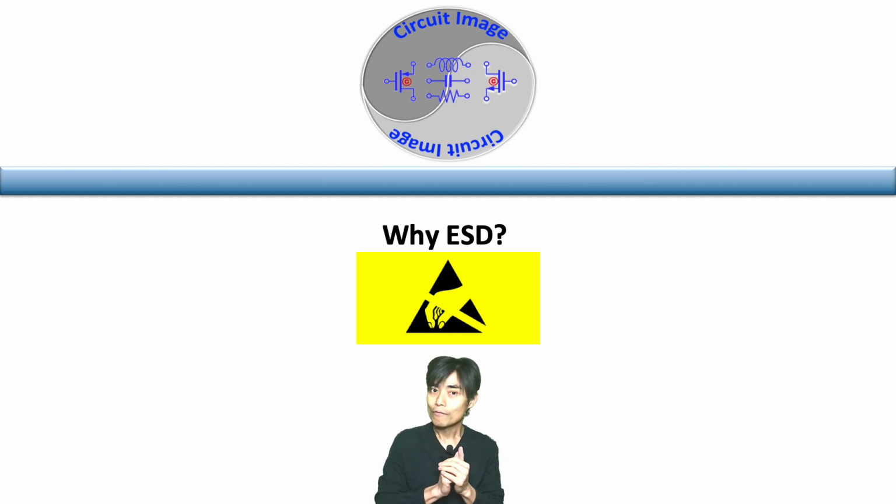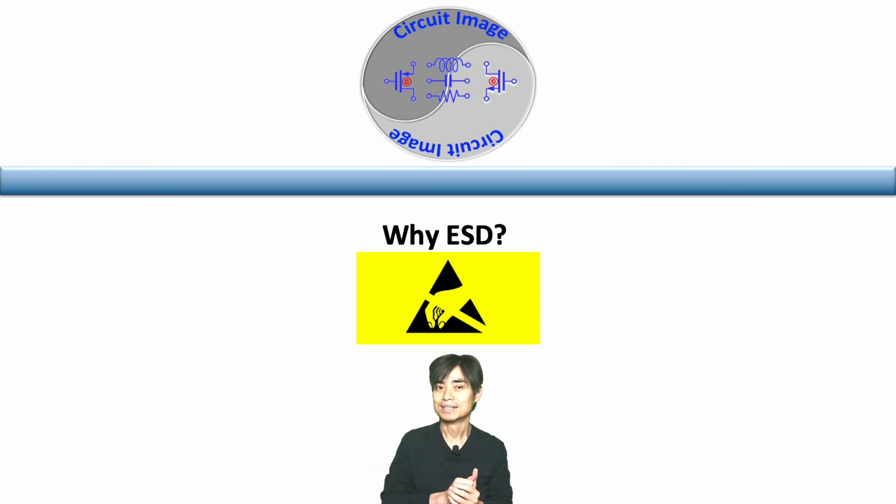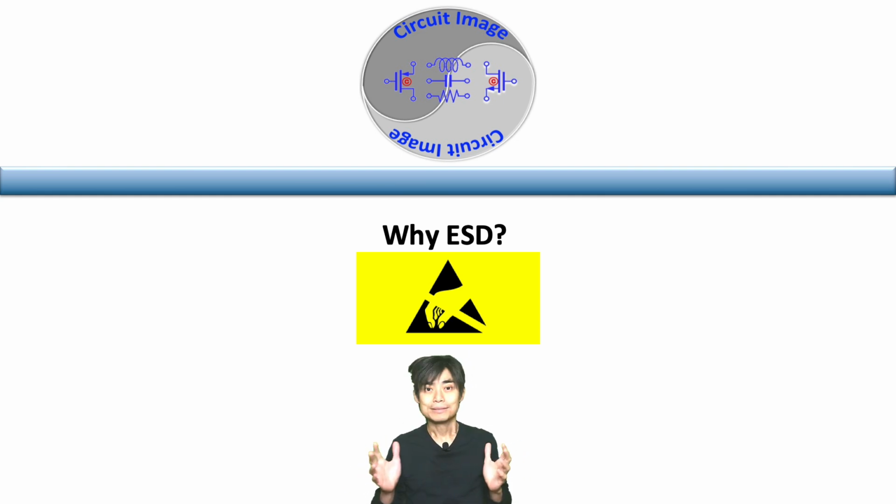Many designers overlook it until it's too late. ESD failures are costly, unpredictable, and can lead to mass recalls. The worst part? You may never see the damage until it's in the hands of the customer. But ESD isn't random. It's predictable and preventable. Every IC you design is at risk.